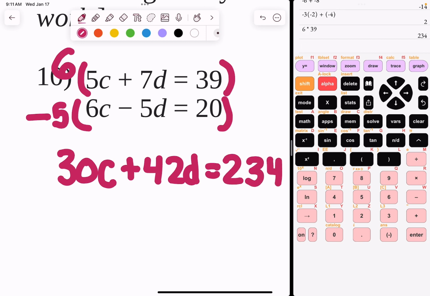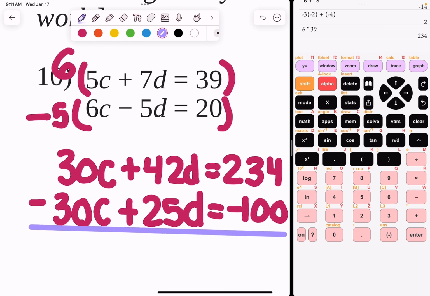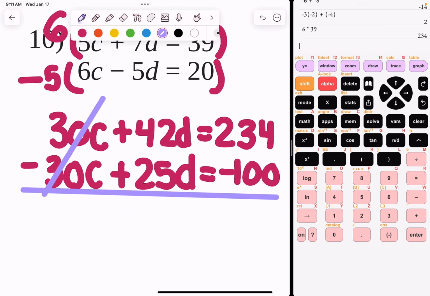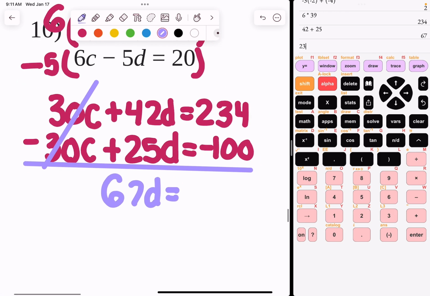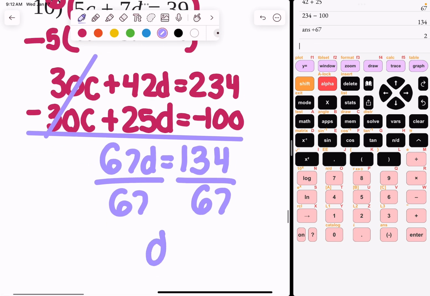Then negative 5 times 6c is negative 30c. Negative 5 times negative 5 is positive 25. And negative 5 times 20 is negative 100. All right, let's add these together. Negative 30 plus 30, that crosses off. 42 plus 25, that becomes 67d. And 234 minus 100 becomes 134. Let's divide both sides by 67. We get d equals 2.